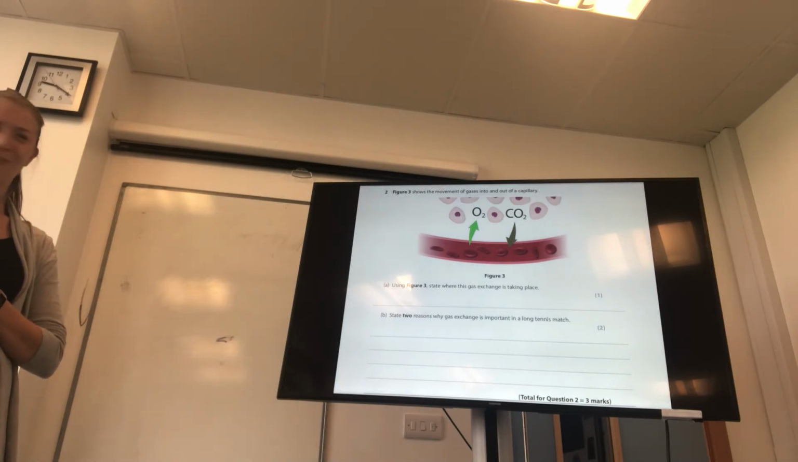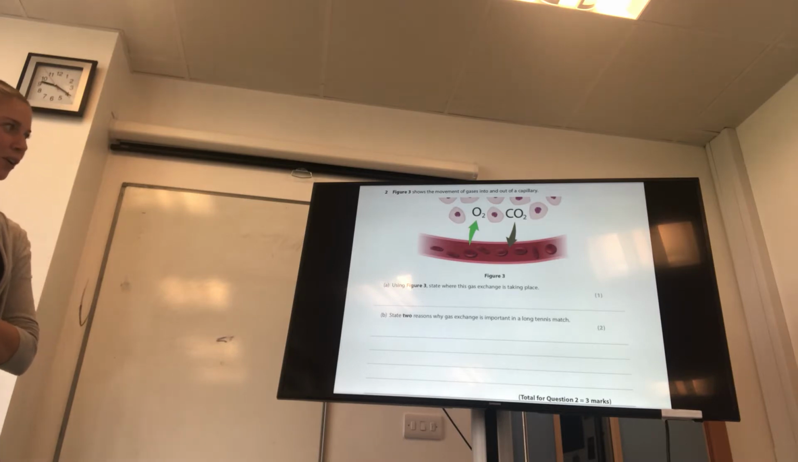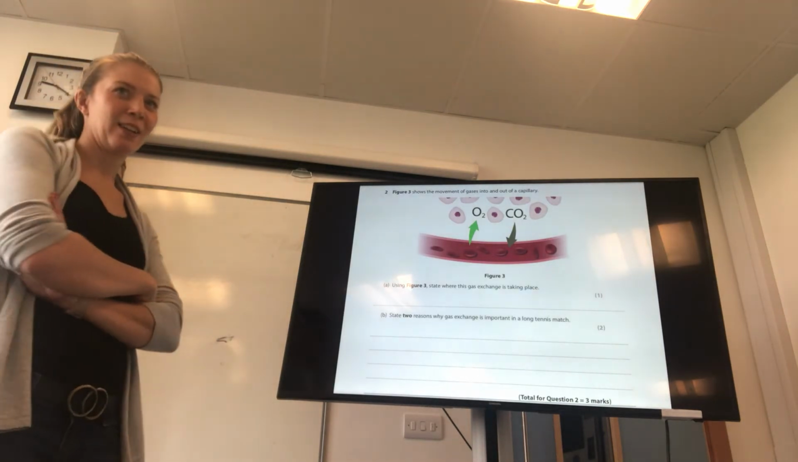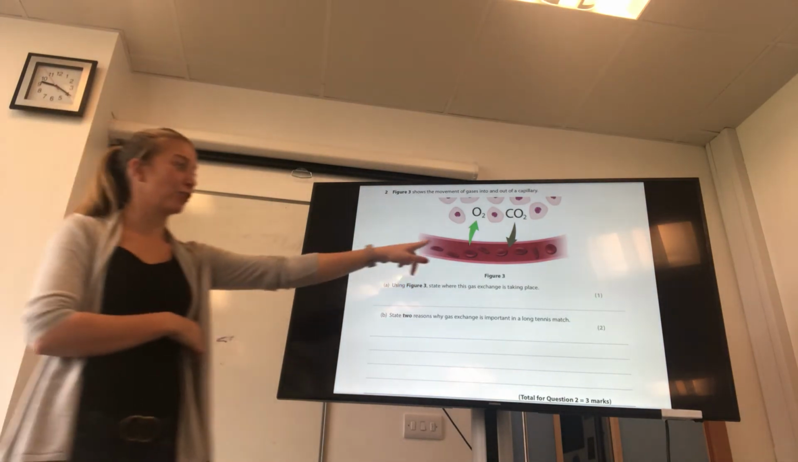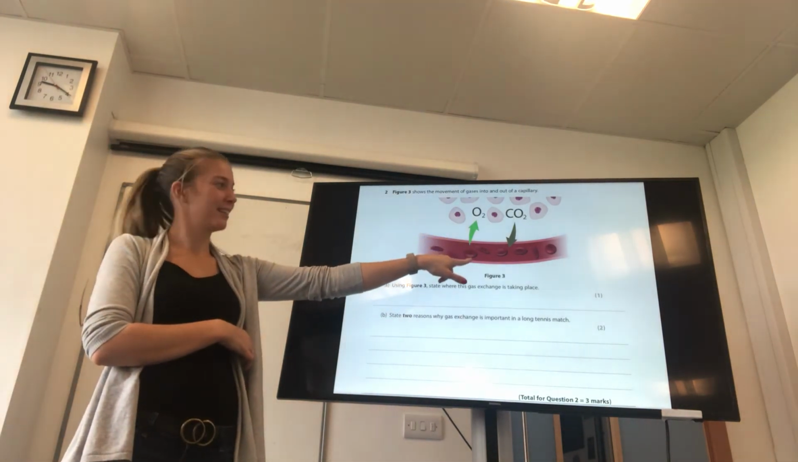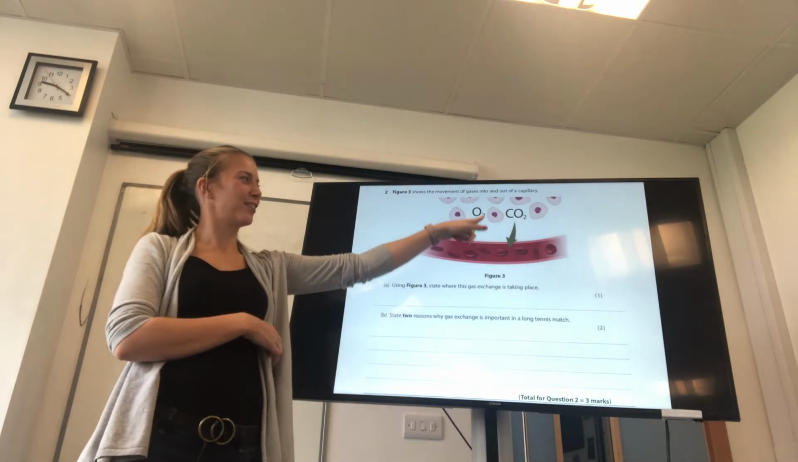It begins with A, yeah. Careful. Look at the movement of O2 and CO2. Is O2 going into the capillary or out of the capillary? Look here. So you're looking at this figure, not what's in your head. It's going out. O2, CO2.